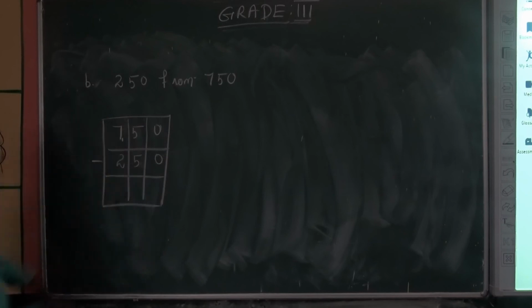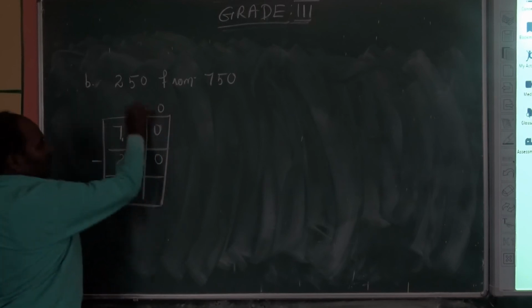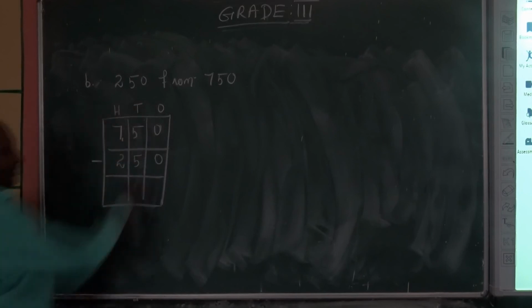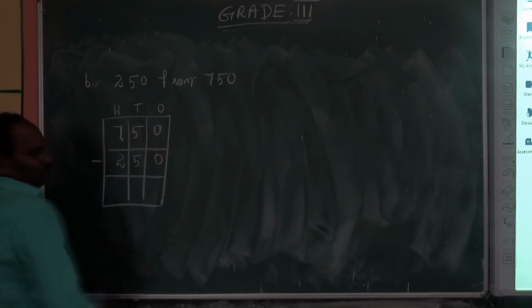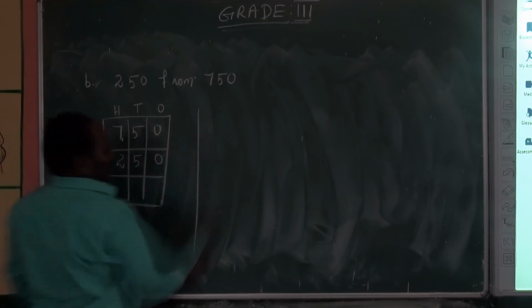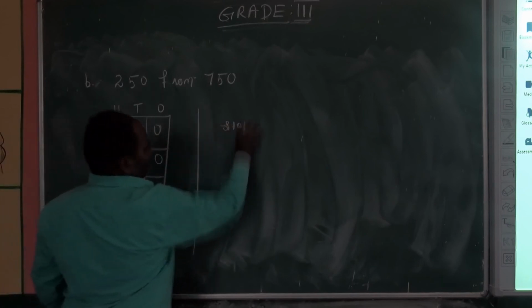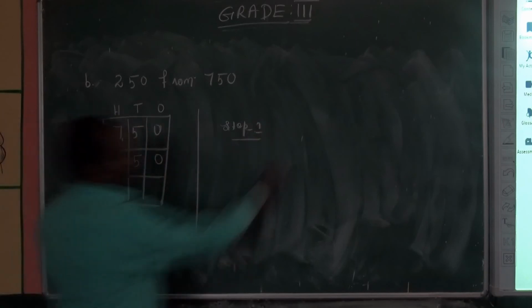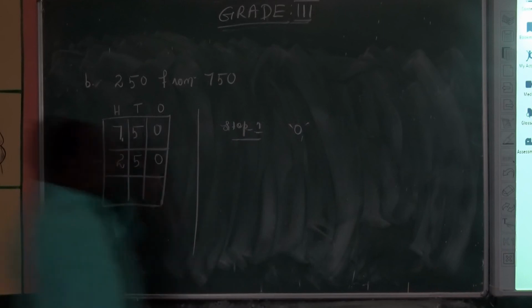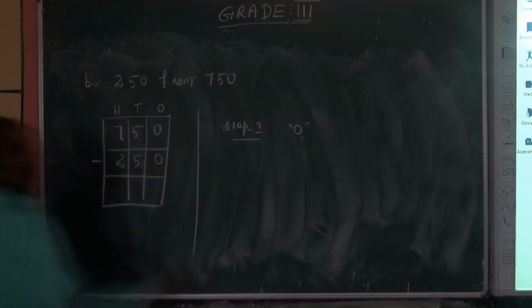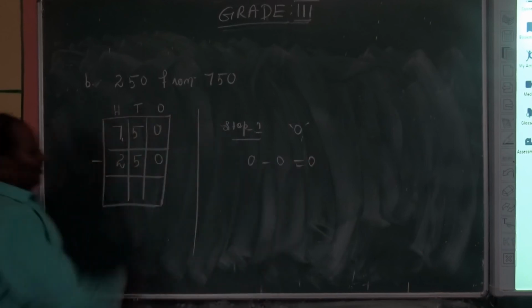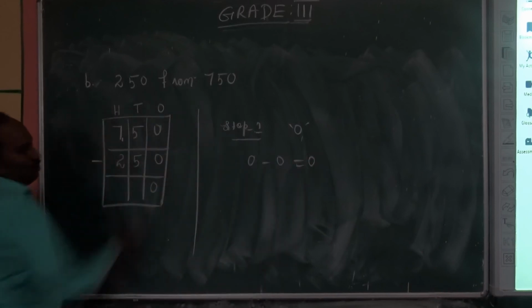Ones, tens and hundreds. Step 1. Subtract the ones place. Our ones place is 0 minus 0, which is equal to 0. It is a zero property.